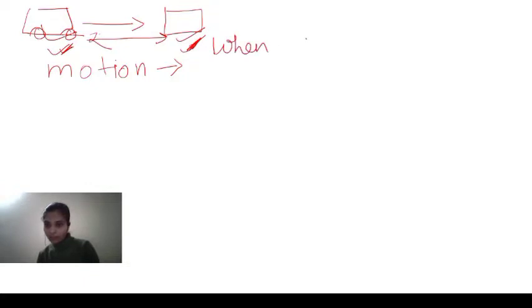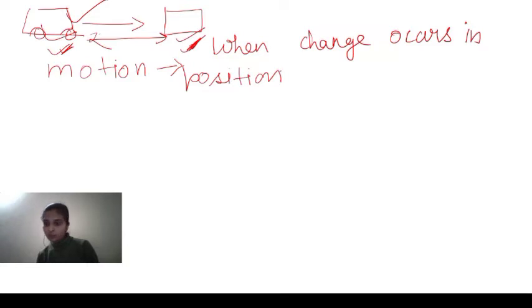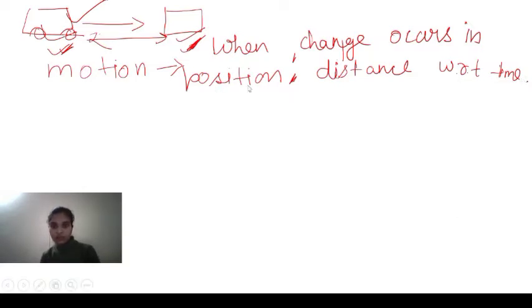When change occurs, change in what actually? In the position of this car or any body. Change occurs in position, because it is changing its position, and with position the term distance, it is covering also. So I can relate the term distance here, like this, distance with respect to time. This is time. So this is the definition of motion.